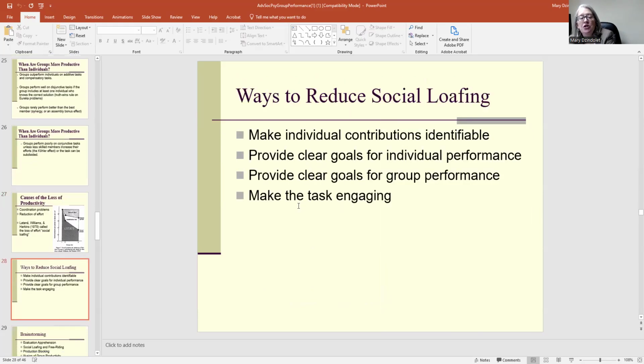But what can you do to reduce social loafing? So let's say you're a manager, you have to have people work together, you think this is important. It is an additive task. So you know that social loafing could potentially play a role here. What can you do to make this as little of a problem as possible? And the research is clear that people do not socially loaf nearly as much if their individual contributions are identifiable.